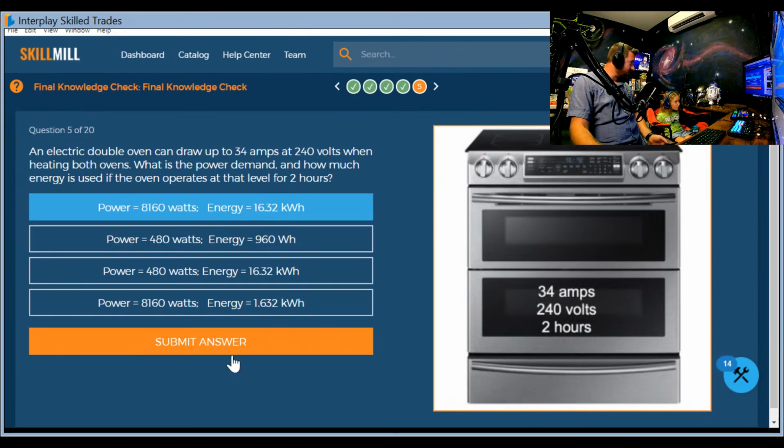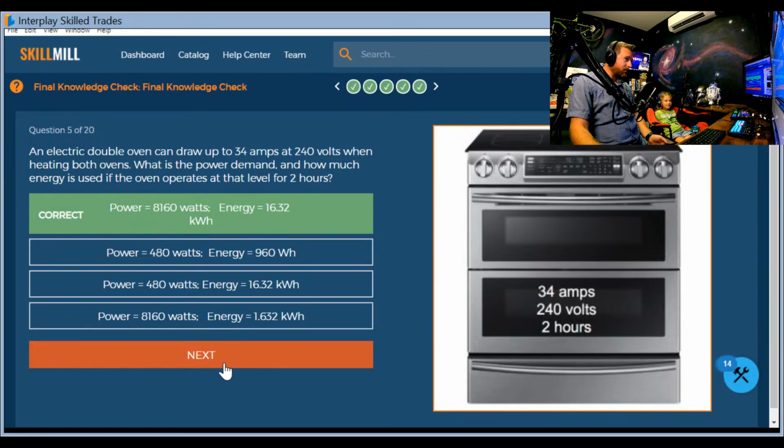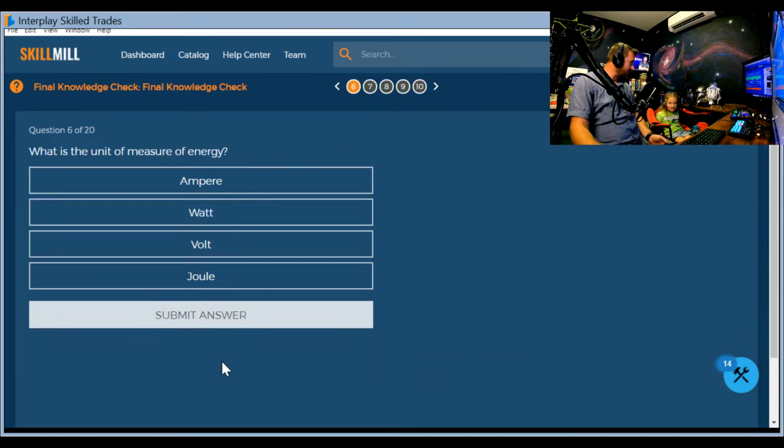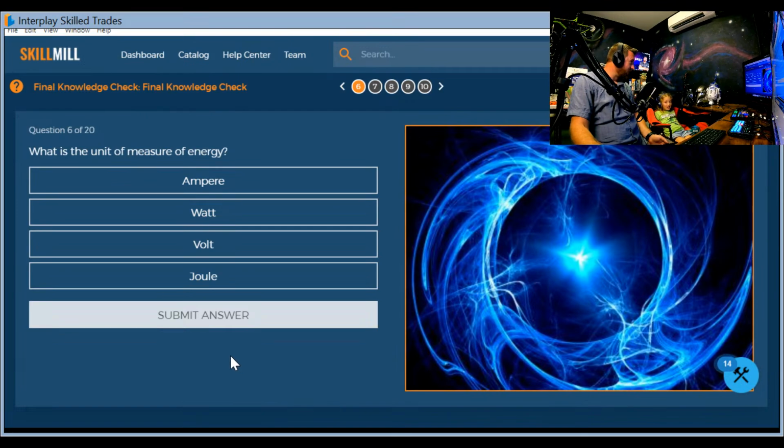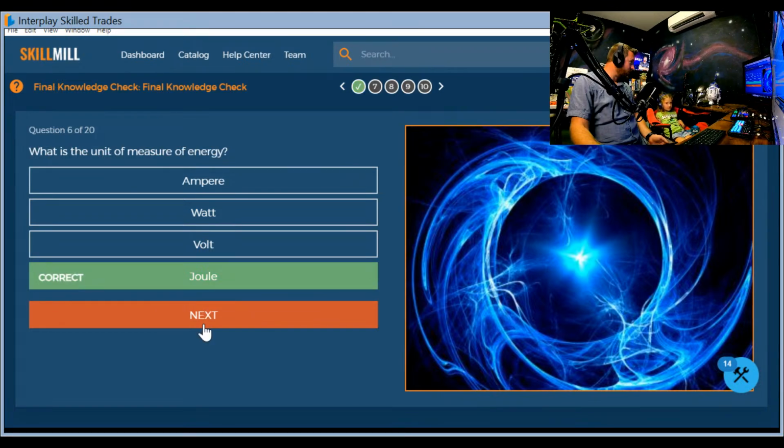Do you really know? Yeah, I just answered it for you. What is the unit of measure of energy? Is it watt, amp, volt, or joule? Watt. Joule. That's how we measure energy, in joules.